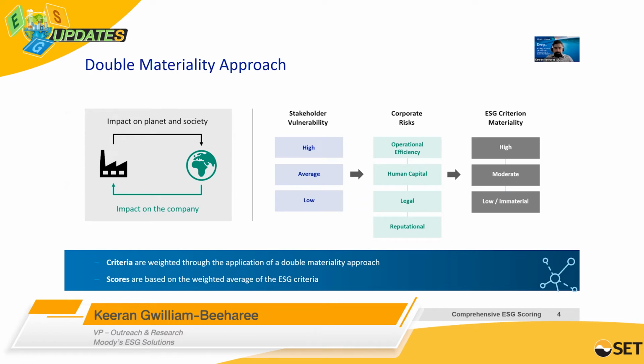When that assessment process is over, factors with a high and moderate materiality level, these are the ones that have the highest impact on the scoring, and factors with a low or immaterial level of materiality, these are not assessed by our analysts as they pose marginal risks to the company and to its stakeholders.